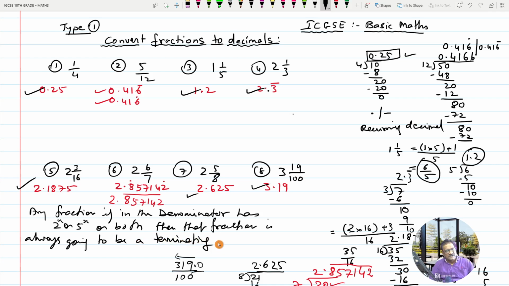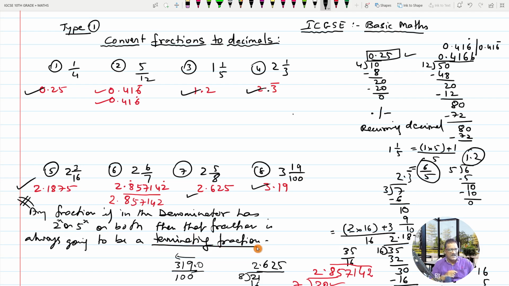This is going to help you a lot. This is a very important observation. Any fraction, if its denominator has a power of 2 or a power of 5 or both powers of 2 and 5, then that particular fraction will always be a terminating fraction.